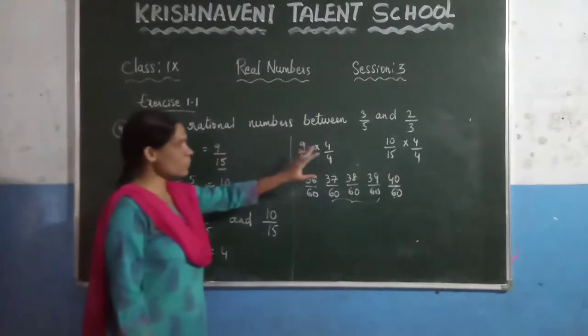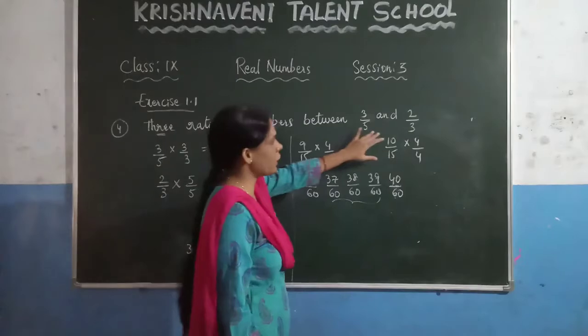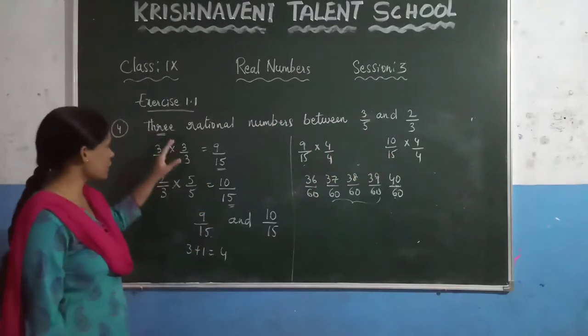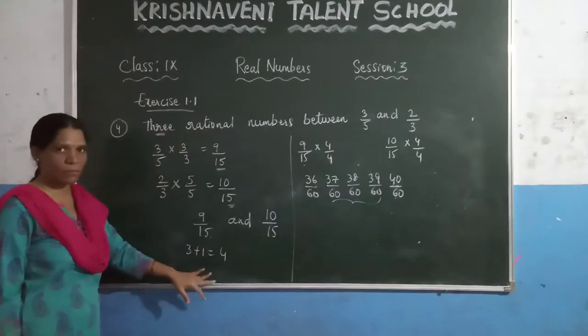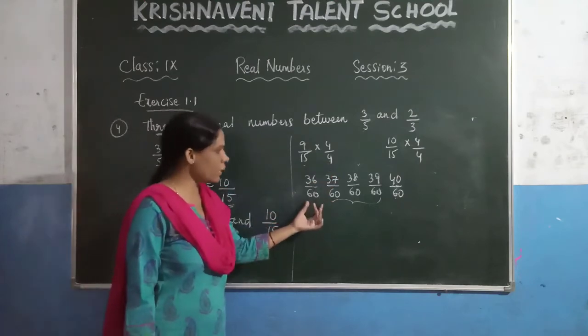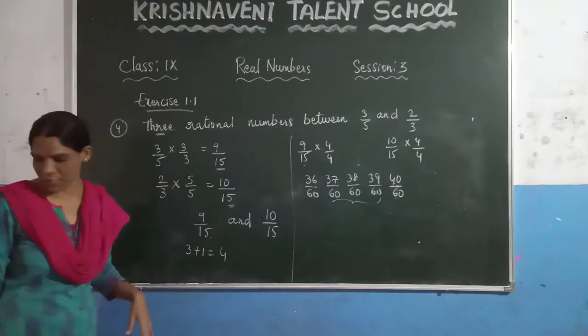How do you solve? If you are given the fractions, you have to make the denominators equal. We have done that, and after that you have to check how many rational numbers we have to write and add 1 to that number. Just multiply and divide with that number so that you can write 3 rational numbers in between these two numbers. Now see the next question.